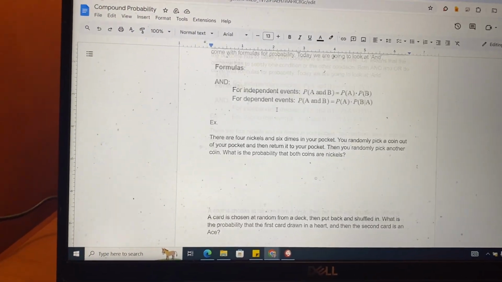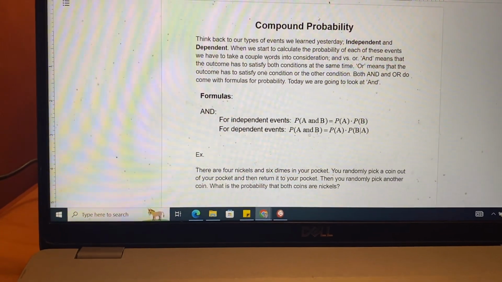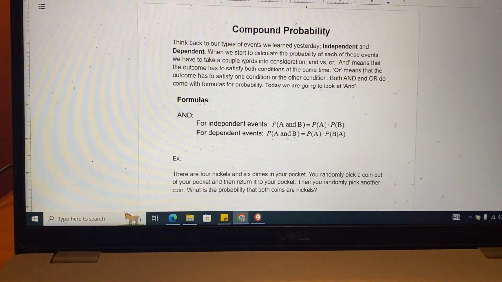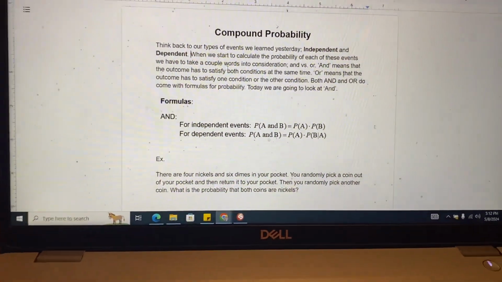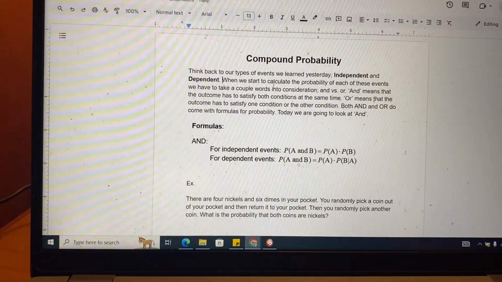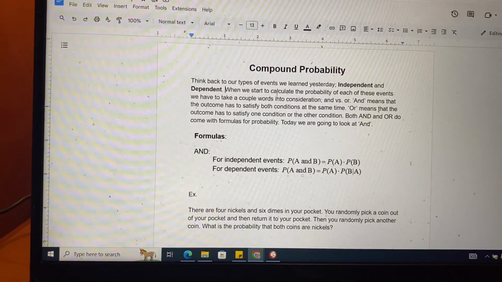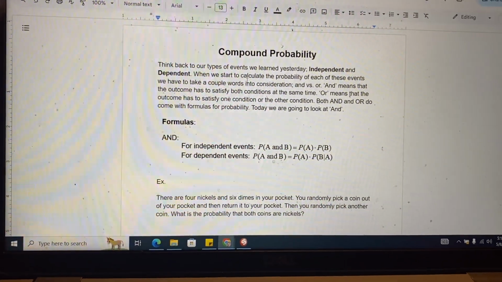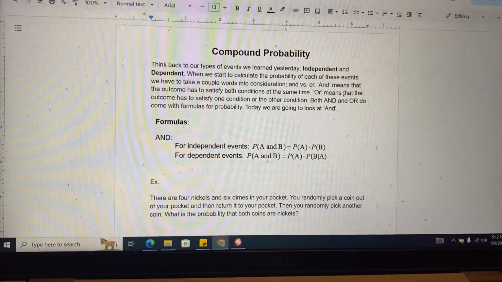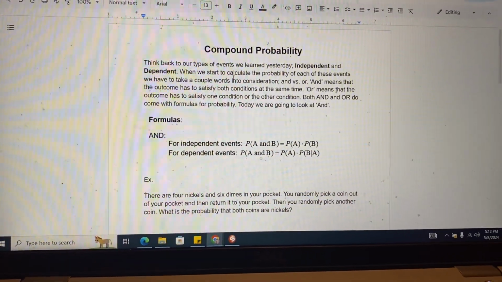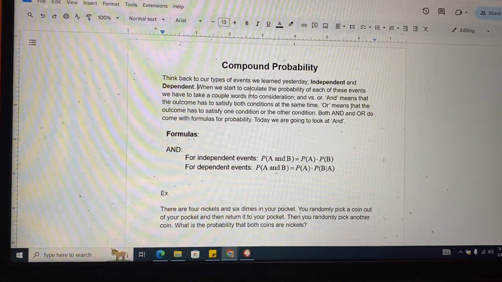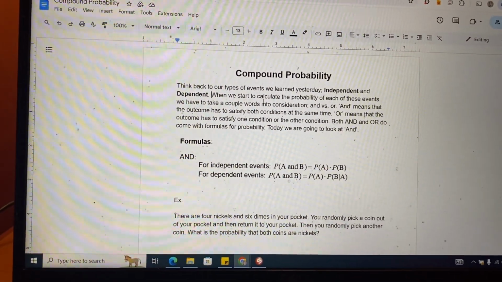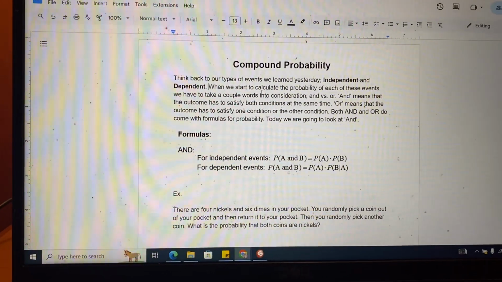All right, this is Mr. Weyrich. I'm going to be going over this compound probability set of notes and a little bit on the delta math with you today. It starts off saying think about the independent and dependent. The reason you got to think about the independent and dependent that we had yesterday is when you're calculating compound probability, it's important to remember if the probability at any point is going to change or switch or anything like that.